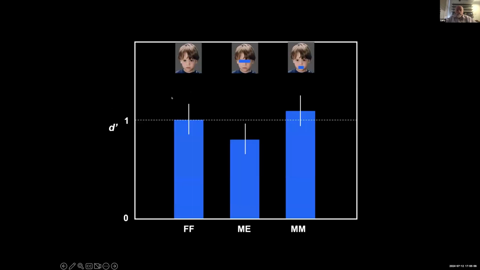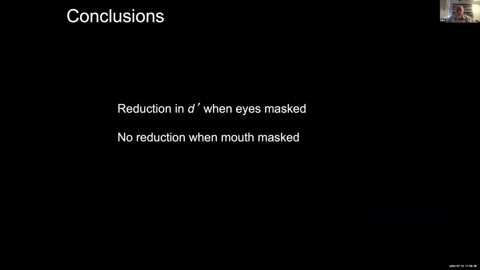And we find that, of course, we get the full face D prime is about 1. It's typically about 1 to 1.1 in these experiments. There's a slight reduction when we lose the eyes, but surprisingly little. There's still considerable kinship information available. And if we mask the mouth, if anything, we go in the other direction, and it's not significant. So in brief, we're beginning to develop a sense that the information is fairly widely distributed.